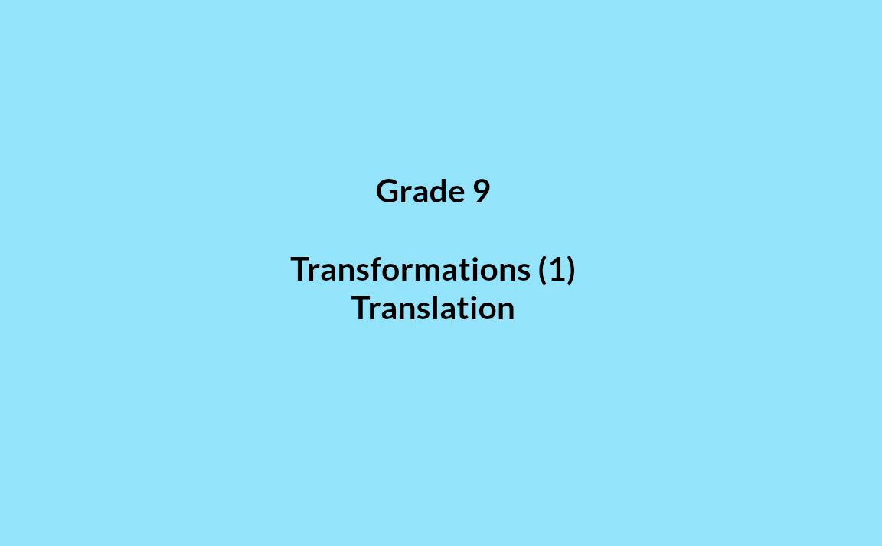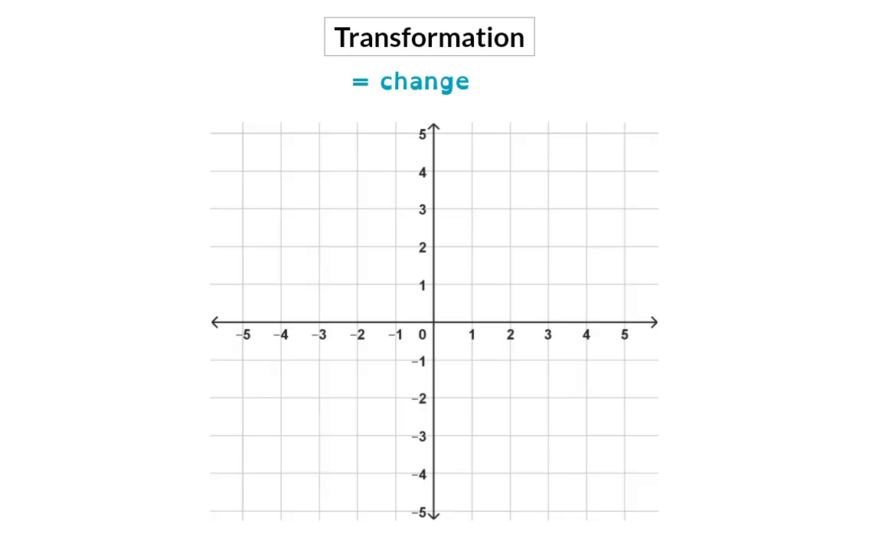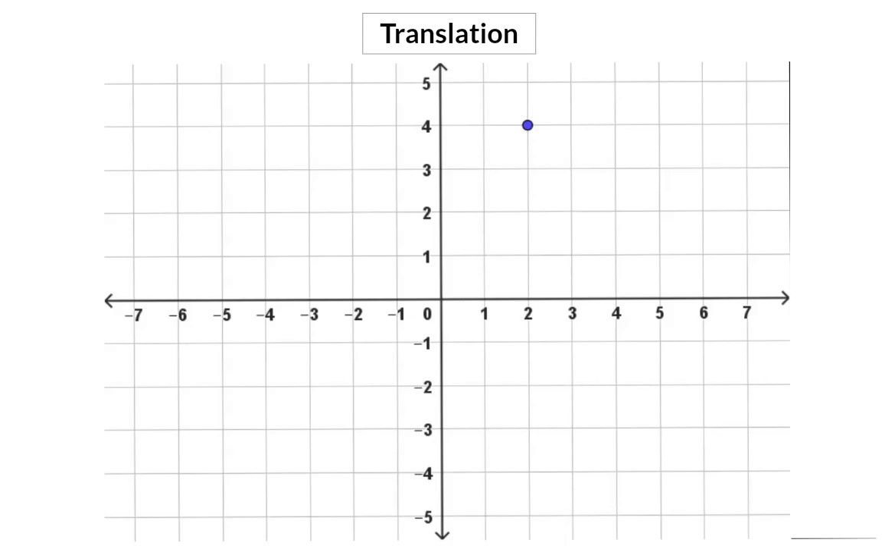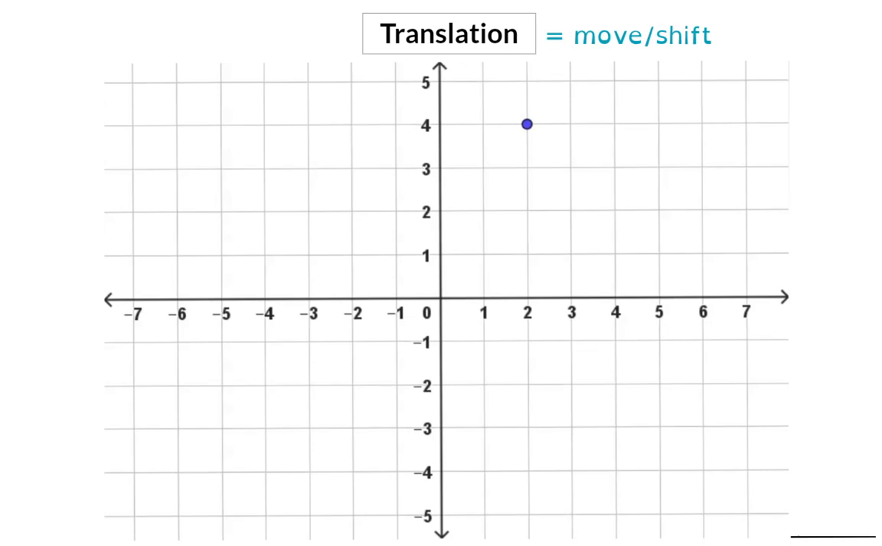In this video, we're starting off with transformations for grade 9 by having a look at translations. The word transformation means to change, and when looking at transformations in mathematics, we have a look at points and shapes on the system of axes and how they can be changed. The first type of transformation is called a translation, and translation means to move or shift.